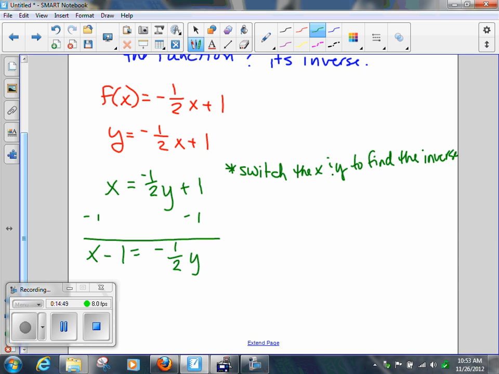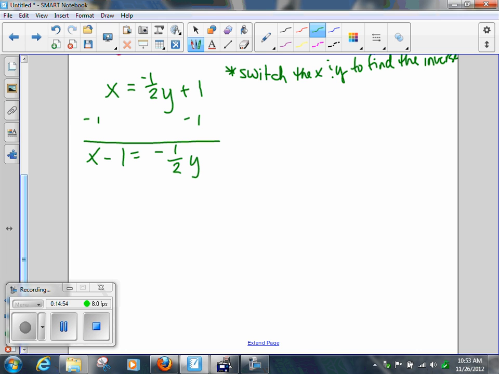Oh, and we've got a fraction. We love fractions. Yes, we do. How do I get y by itself? I could divide by negative 1/2, which is the same thing as multiplying by the reciprocal. So I could multiply the whole thing by what? Negative 2. I could multiply the whole thing by negative 2, or divide by negative 1/2. Same difference. The same thing.